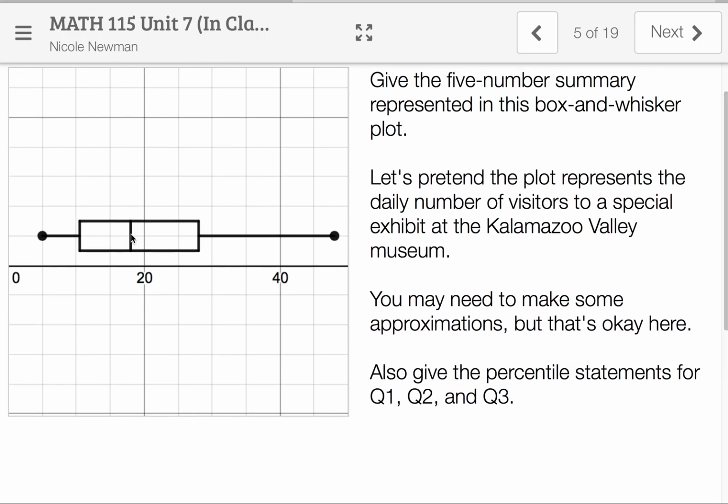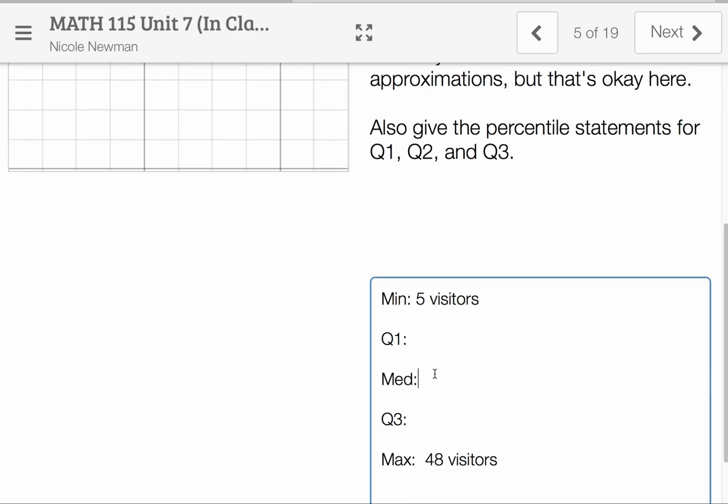The median is on this center bar. Let me see if I can get one to pop up. There we go. We want the first coordinate of this set of values that's given to us. We want the 18. So there's our median.